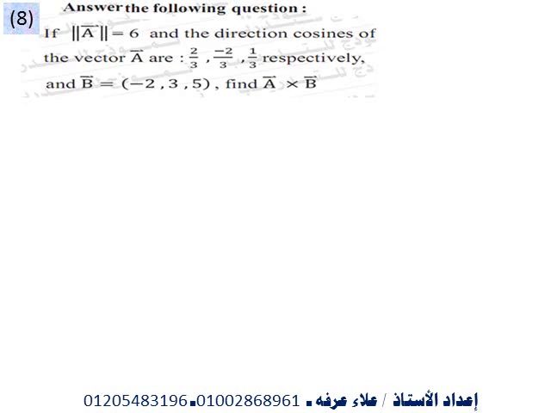Answer the following question. If the norm of vector A equals 6 and the direction cosines of vector A are 2 over 3, negative 2 over 3, 1 over 3 respectively, and vector B equals negative 2, 3, 5, find vector A cross vector B. Vector A equals the norm 6 multiplied by the direction cosines, so vector A equals 4, negative 4, 2.